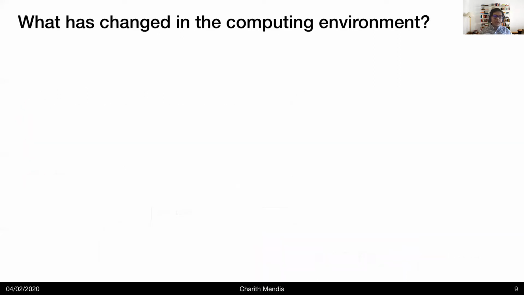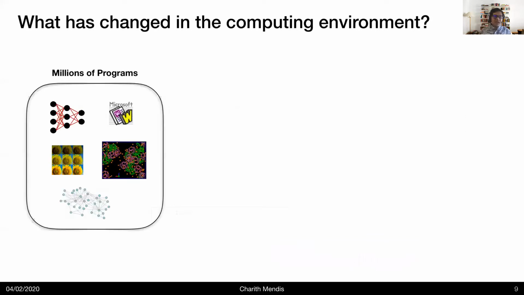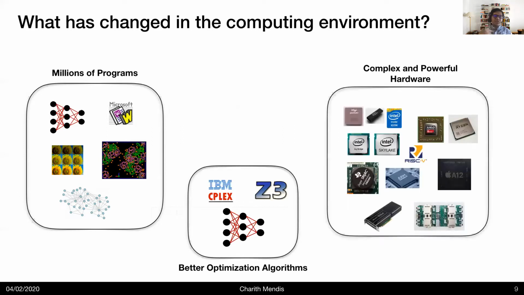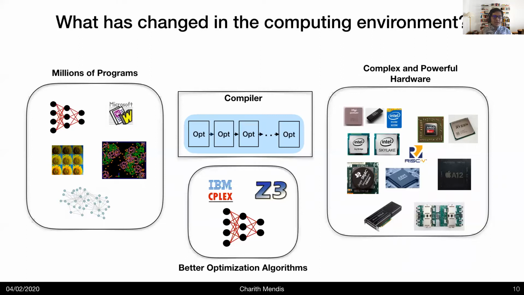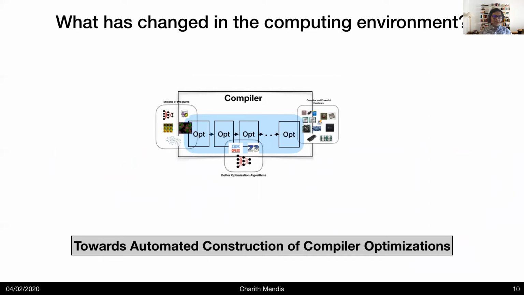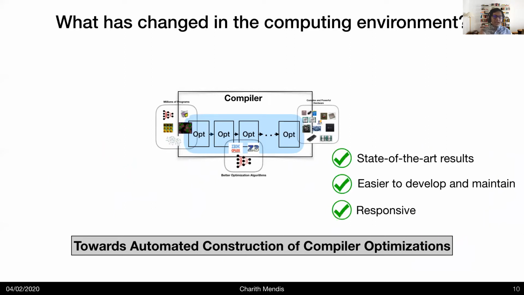To see how we can do that, let's look at what has changed in the computing environment around compilers. Now developers develop millions of programs, and we have access to better optimization algorithms or solvers, be it discrete or continuous. And most importantly, we have access to complex and powerful hardware systems. So my solution is to leverage the changes in the computing environment to go towards more automated ways of constructing compile optimizations, which not only achieve state-of-the-art results, but will also reduce the burden on human development.